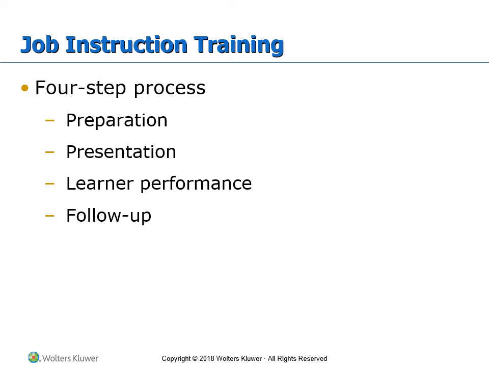So with job instruction training, we have a 4-step process with preparation, presentation, learner performance, and follow-up. And so again, when you put this all together, it's a pretty common sense process. So again, we have preparation, which is giving people the information, putting the learner at ease. You have presentation, where you're then showing them what to do. Learner performance, they're going to attempt to do it. And then follow-up, right? So as they improve, they're going to need less supervision, and they're going to be able to perform the task on their own.